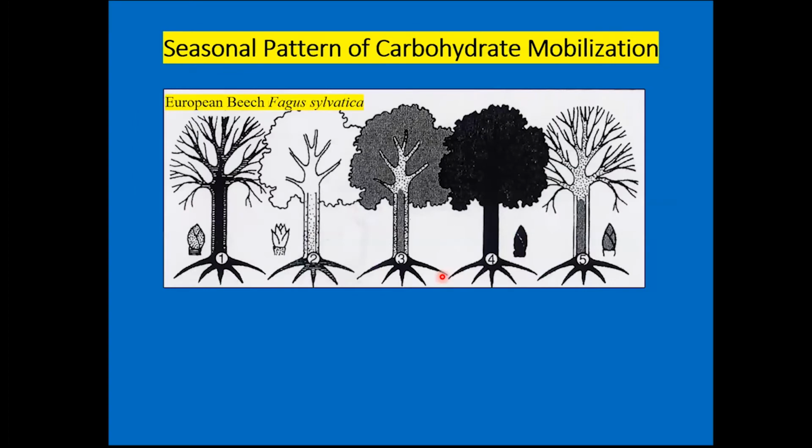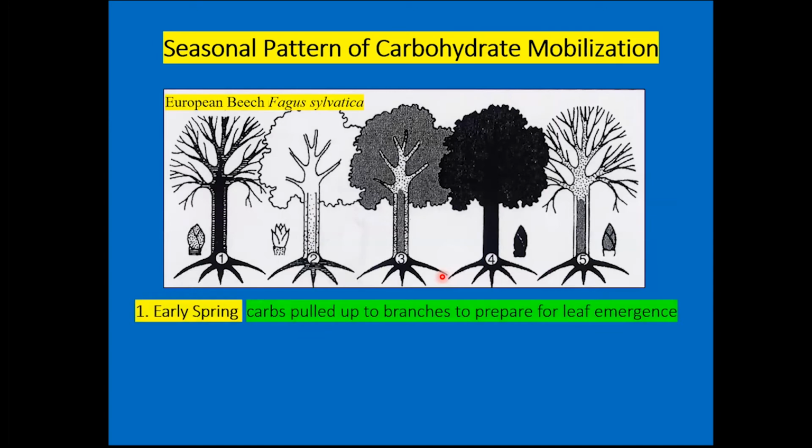Now, the seasonal pattern of how the carbohydrates, which means the sugars, move. Where are the sugars going? This goes back to a lot of ways a tree survives in the wintertime. For instance, in number 1, right now, early spring, the carbohydrates, basically the sap, the sugars, are pulled up to the branches to prepare for leaf emergence. So all winter long, they were being stored down in the roots.